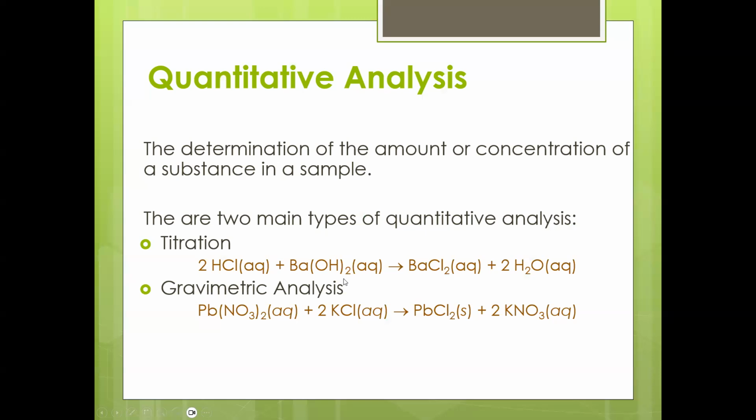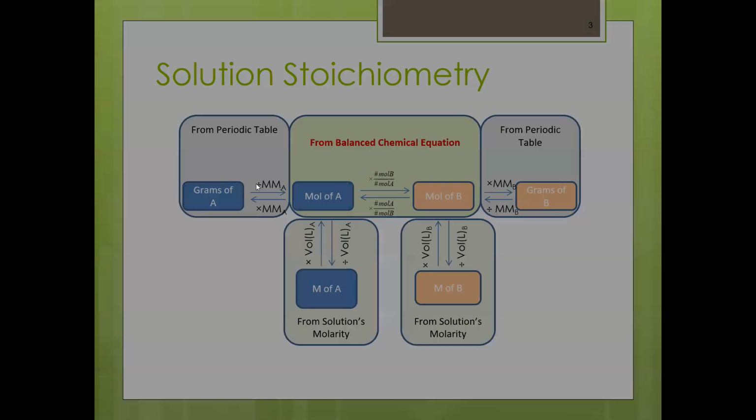And so the end result is the same. They're both just an aqueous solution mixed with an aqueous solution. The difference is that titration produces a salt and water, versus gravimetric produces a solid and potassium nitrate or a salt. In both cases, we use the known volume and concentration of one to solve for the other one. And that's what I'll show.